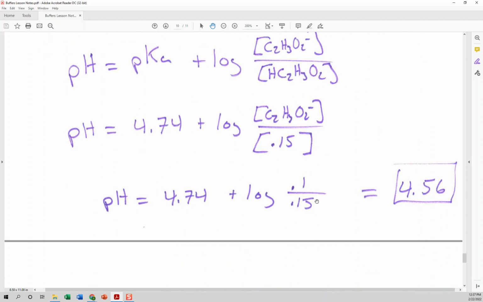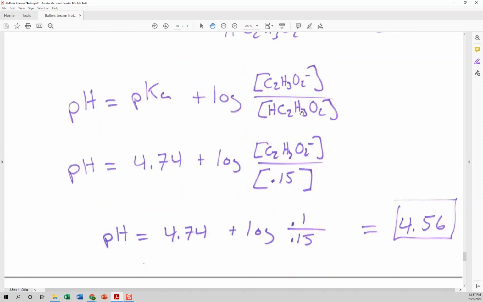Okay. Now, what I want you to know is that when these concentrations are equal, you would get the log of 1, and the log of 1 is 0, and that's when pH equals pKa. So when you have equal concentrations of your buffer components, the base component and the acid component, the pH equals the pKa of the acid of the buffer component. So if we had 0.15 divided by 0.15, we'd get pH equals 4.74.